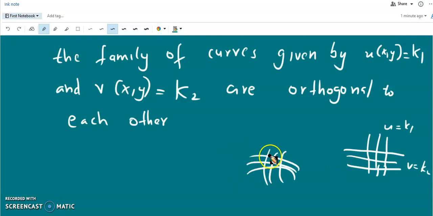So the family of curves which are given by u is equal to k1, and the family of curves which are given by v equal to k2 are mutually perpendicular to each other. So now we have to prove this. We know that u of xy equal to k1. So now we have to differentiate this expression with respect to x.